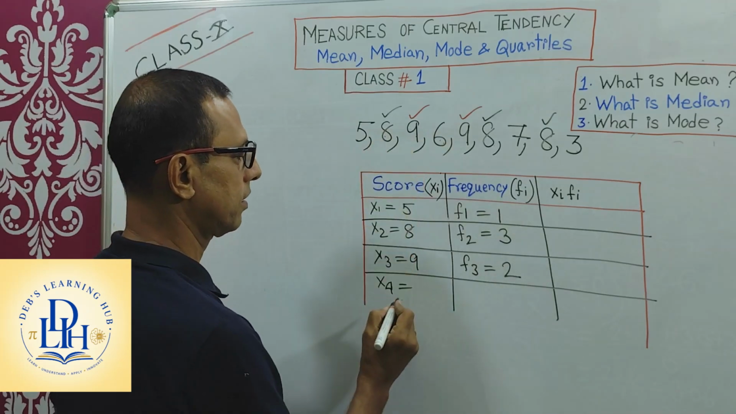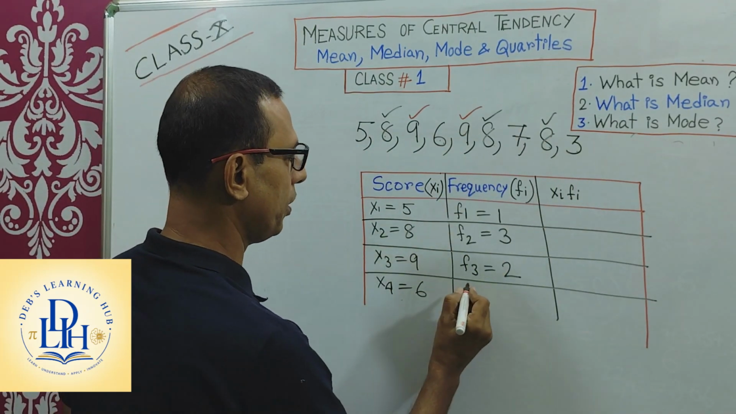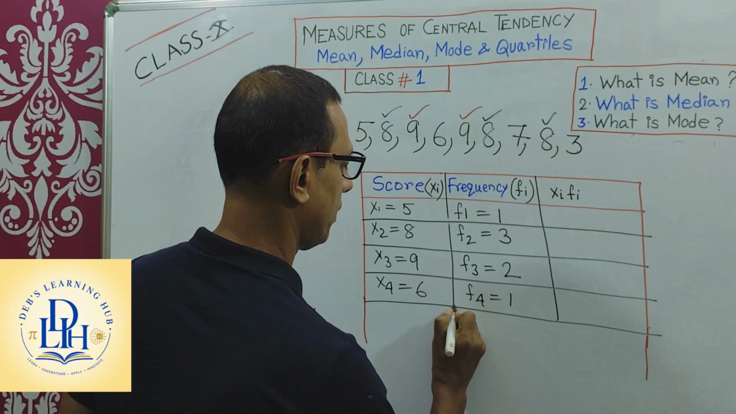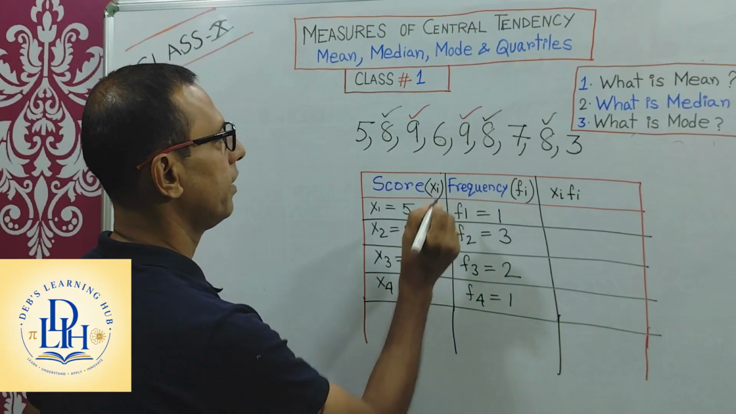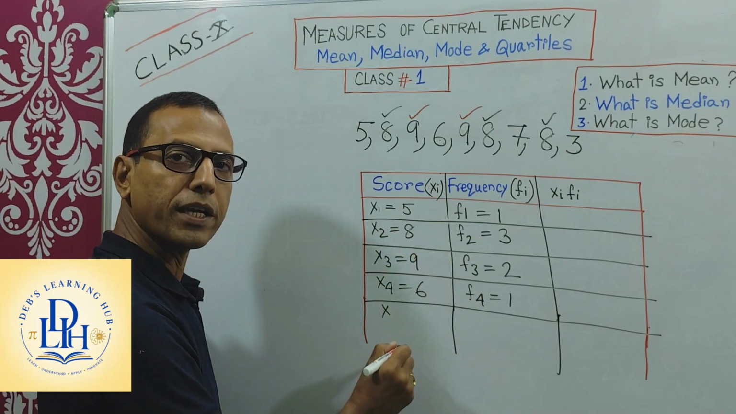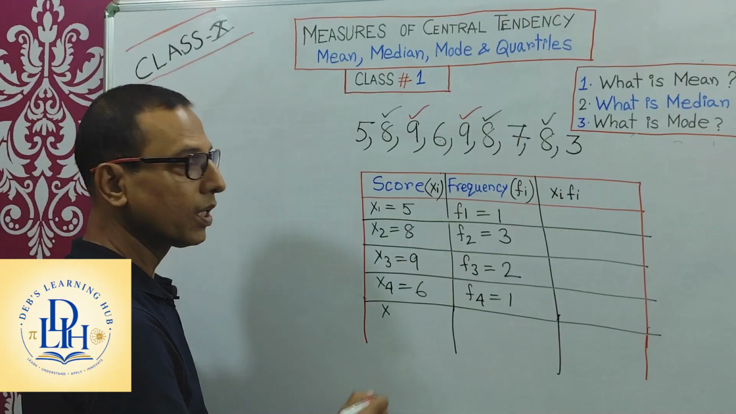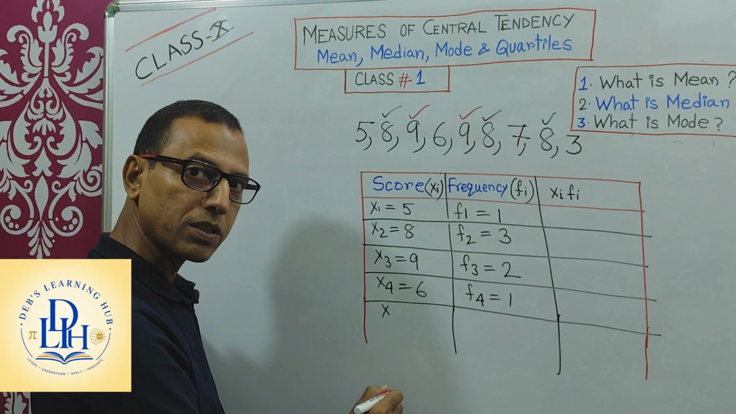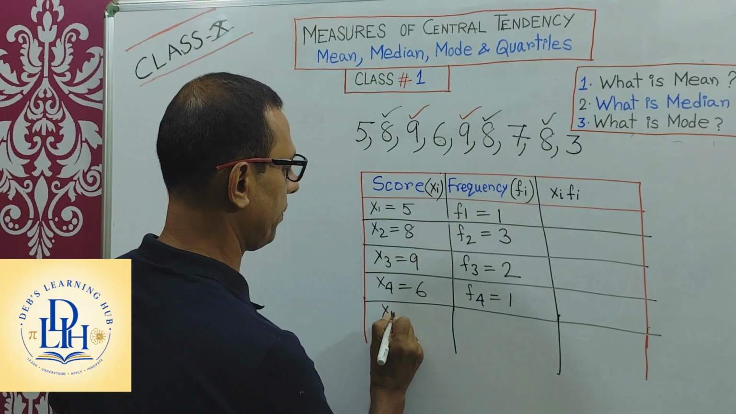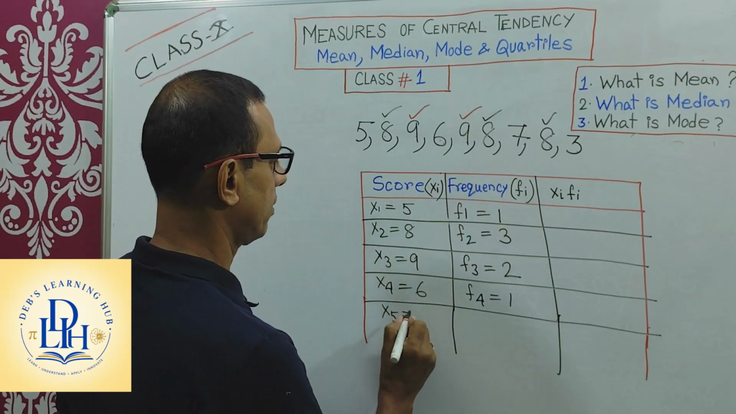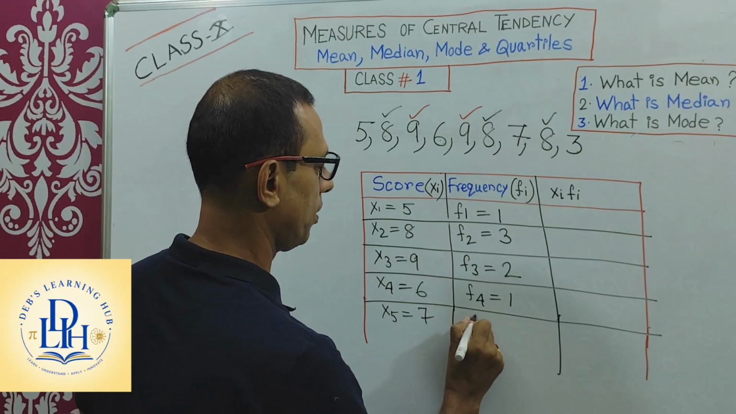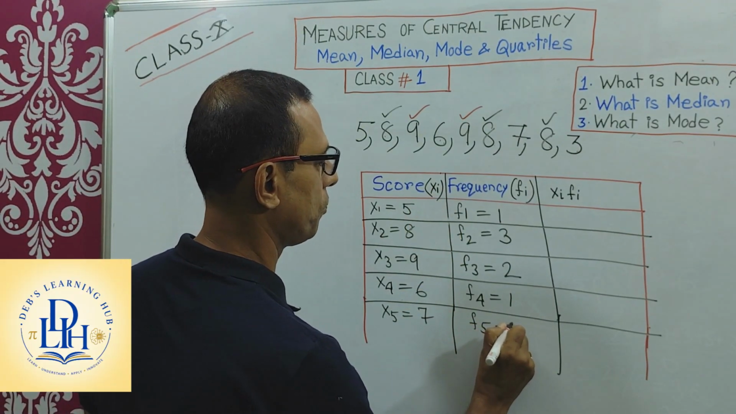So x4, that is 6. 6, how many times do you have? Only once. So f4 equals 1. Right? Next number is 7, x5. You need to write down all the unique observations in the first column, and then the frequency of each observation. So x5 equals 7. 7, how many times do you have? Just once. So f5 equals 1.